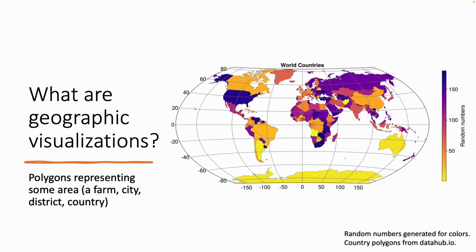So what is a geographic visualization? Well, one thing that you could do is you could shade polygons which represent some area, be that a farm, city, country, districts of a country, so on and so forth, right? And so this is just some fake data on all the countries of the world. And you can see that this is actually projected in a map, in a non-square projection. So the idea of this projection is actually to make sure that all areas are the same. So it preserves the area.